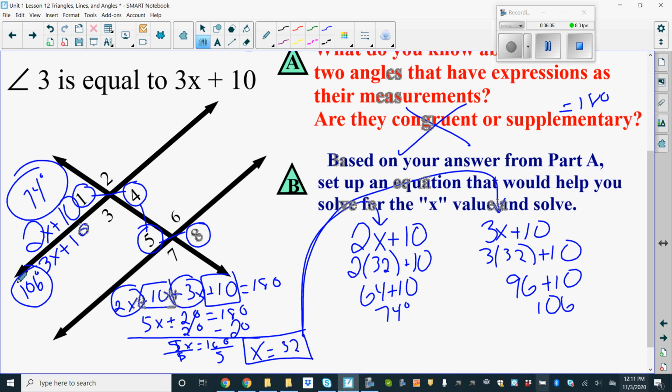So therefore, all of the angles in the zigzag will be 74 degrees, and all of the angles not in the zigzag will be 106 degrees. And you can check your work by doing 74 plus 106, and you should have a sum of 180, which is correct because they are supplementary to each other. Okay?